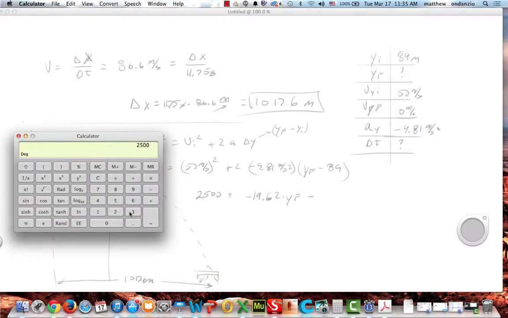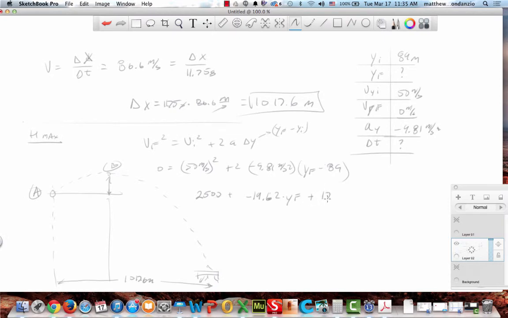So 89 times 19.62, that's 1746, but it's minus times minus, so it's positive 1746.18. Do you guys see that? Okay. So now all I have to do is solve for equals 0, so all I have to do is solve for YF.